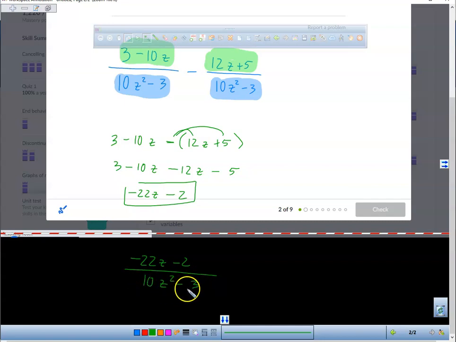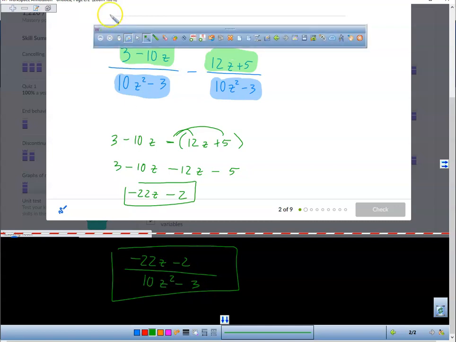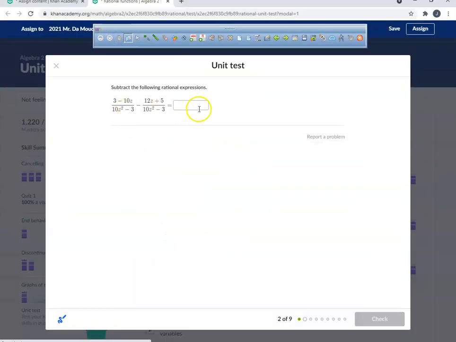Now, I don't think we're going to be able to factor anything out of this. 3 and 10, there's no common factors. We could factor out a 2, but that's not going to really cancel anything out. So I'm just going to type this as our answer and see if that's simplified. We had a common denominator, so we were able to type it in. So negative 22z minus 2 all over 10z squared minus 3. There we go. Let's see if it works.